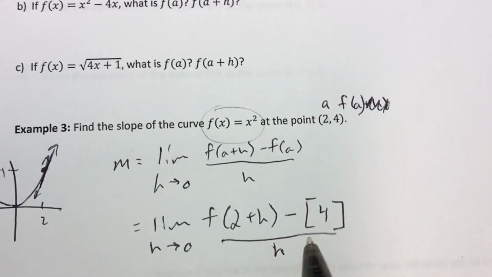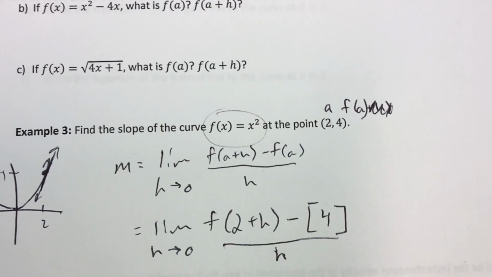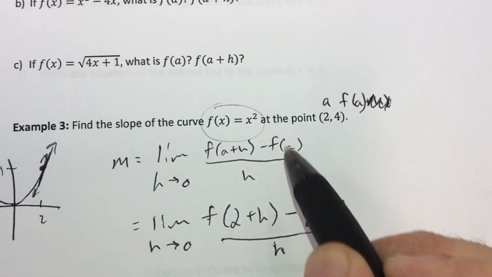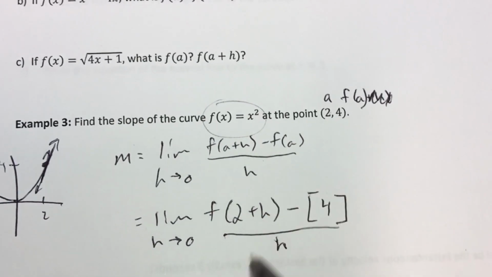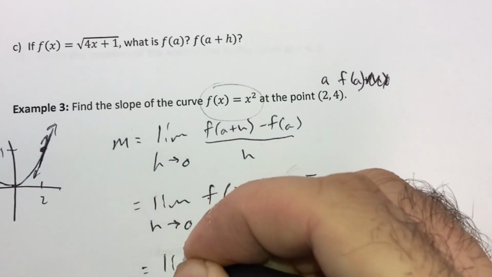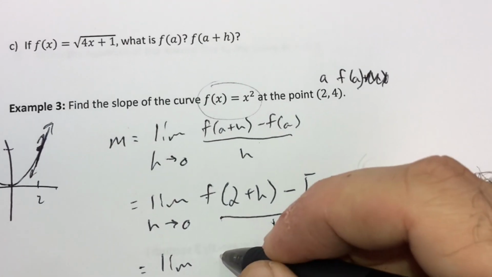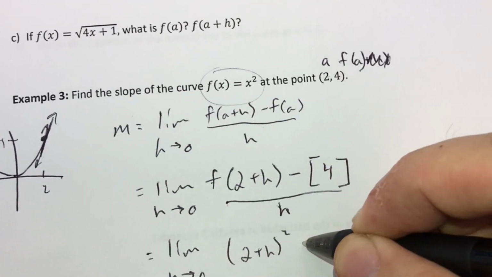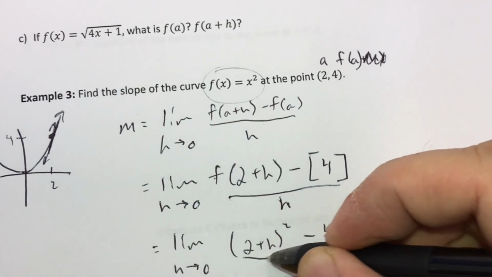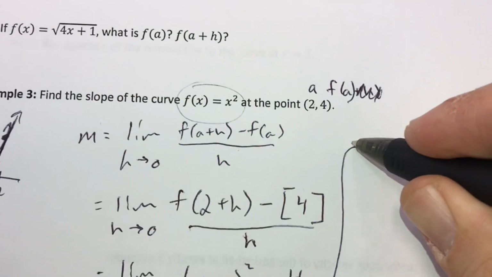Now, we're going to figure out what this formula does for us. f of 2 plus h. I'm going to take 2 plus h and plug it in wherever I see an x, because this is the function f. Our function f is x squared. So what this will become is the limit as h approaches 0 of (2 plus h) squared minus 4, all over h. We continue this up here.